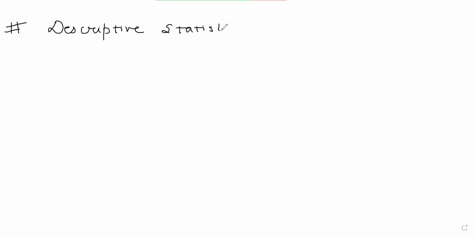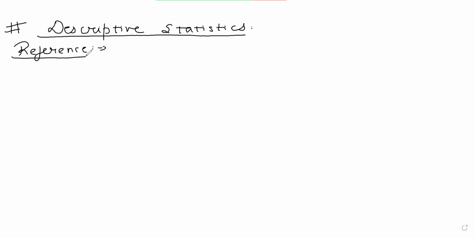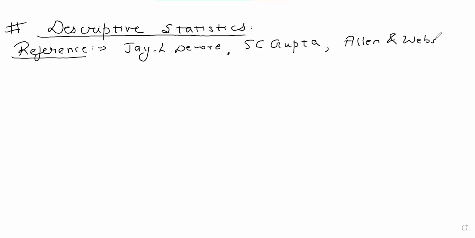Okay, and the books I prefer to follow for my lectures in descriptive statistics, and in fact, the whole course for statistical methods for economics, are: Probability for Statistics and Engineers by J.L. Devore; Mathematics for Economics and Business by S.C. Gupta; and Statistics for Economics by Alan Webster. Okay, these are some of the books I prefer to follow for my lectures in statistical methods for economics.